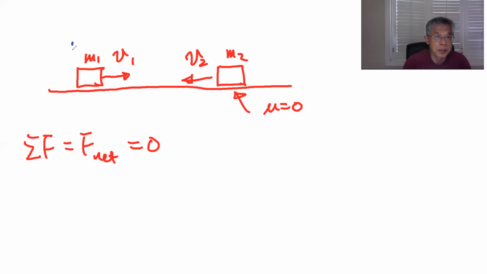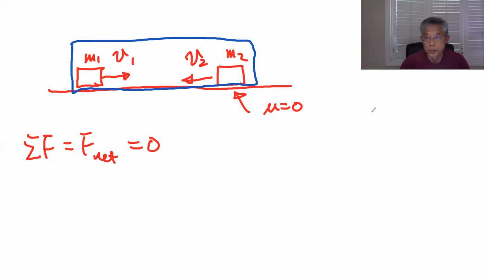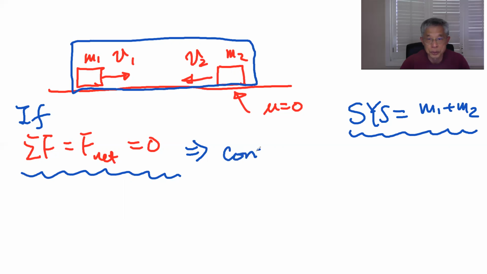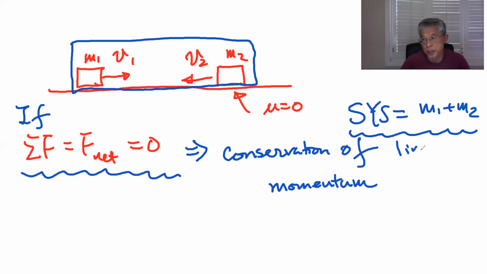So, and the system, okay, so be careful with this system here. The system is this. That's your system right there. So the system is equal to m1 plus m2, okay? So we're going to say when this is true, if this net force is 0, then we can say conservation of momentum. And this momentum is linear, so you can say conservation of linear momentum if you like.